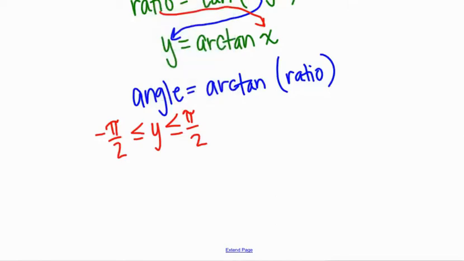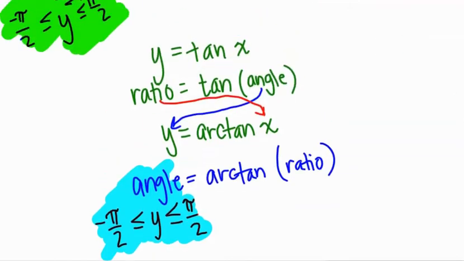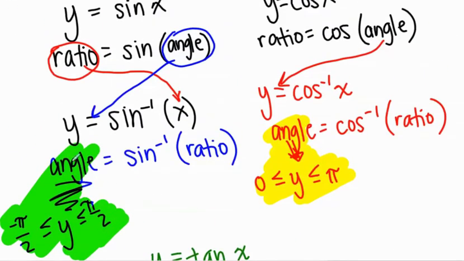So everything that I've highlighted here is super important for you to know. This y being between negative pi over 2 and pi over 2 goes with tangent, and it goes with arc sine. When we're talking about arc cosine, we're talking about y being between 0 and pi.